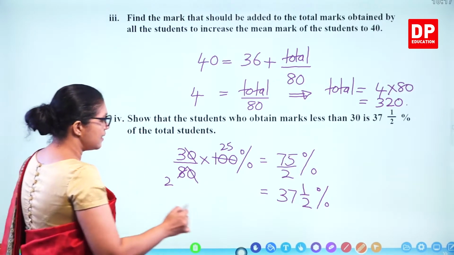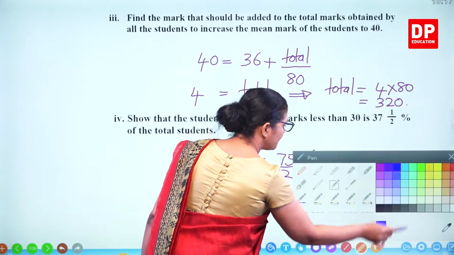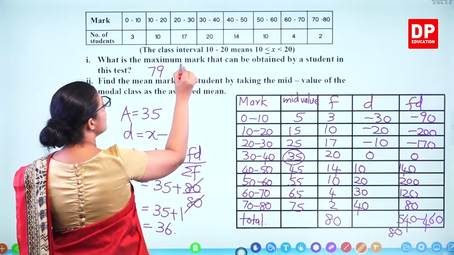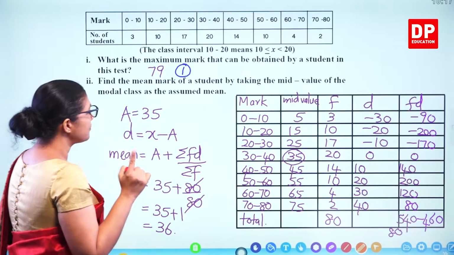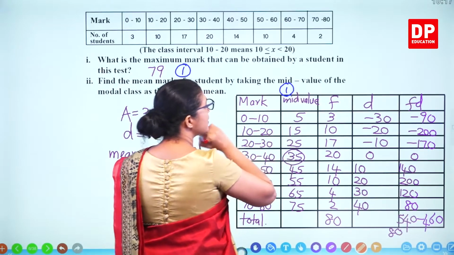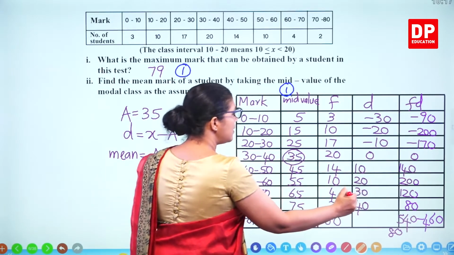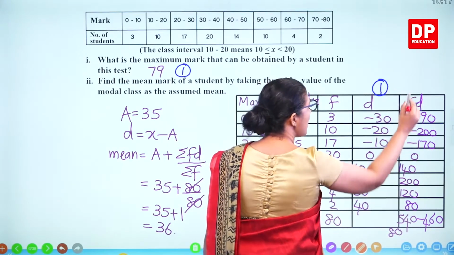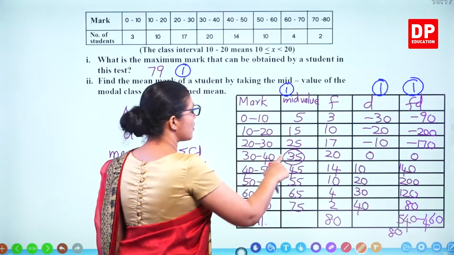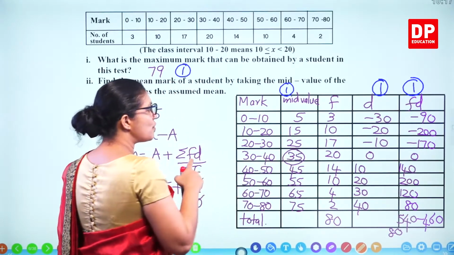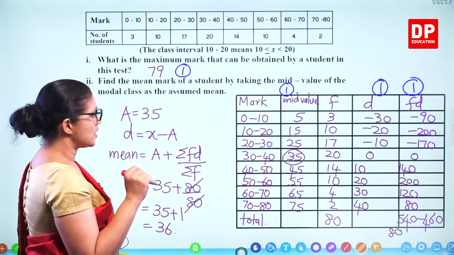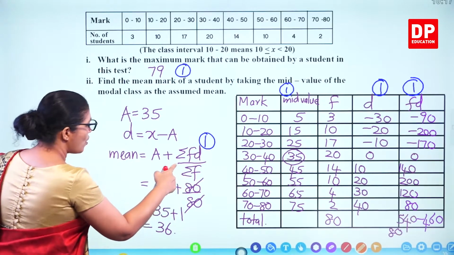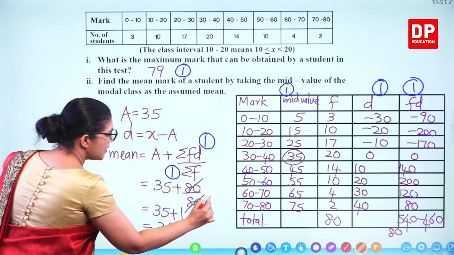Now we can give marks. So we'll give 1 mark for this answer. Mid value is 1 mark. And here taking deviation, we give 1 mark, and finding fd, 1 mark. So because we have to take this one as assumed mean and calculate the deviations. That's 3. And then 4, substitution 5, 6.